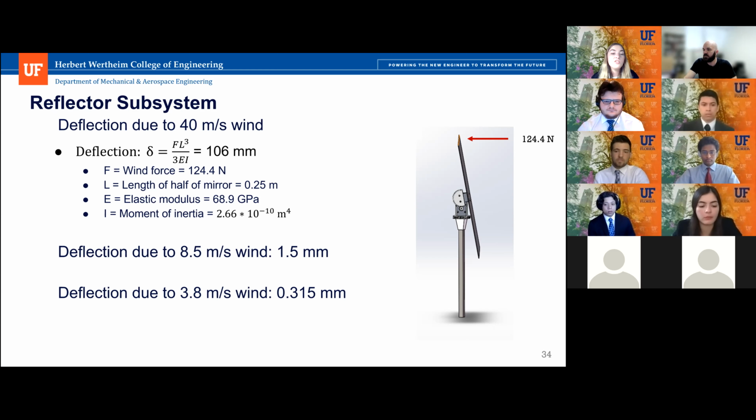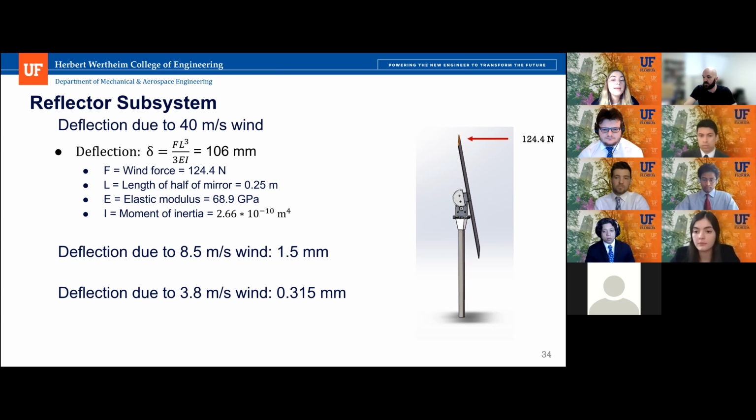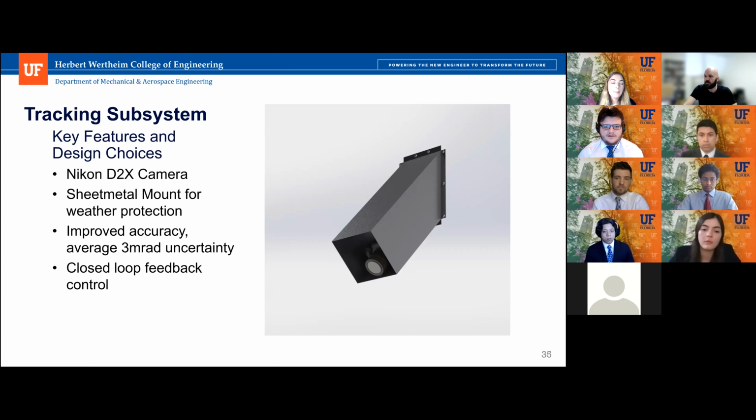So then the deflection due to the 90 miles per hour wind comes out to be 106 millimeters, which again won't be an issue since the heliostats will enter a safe mode after 90 miles per hour. The deflection due to the 19 miles per hour wind is 1.5 millimeters, and the deflection due to the average wind speed of 8.5 miles per hour is 0.315 millimeters, both of which are relatively small. And these deflections occur when the wind is hitting straight on, so most of the time these deflections will be minimized and negligible. So next slide.